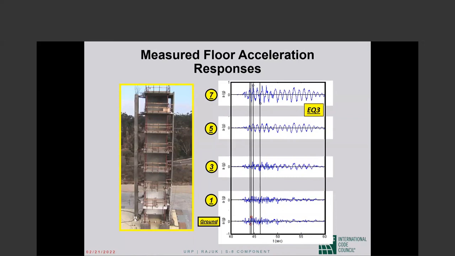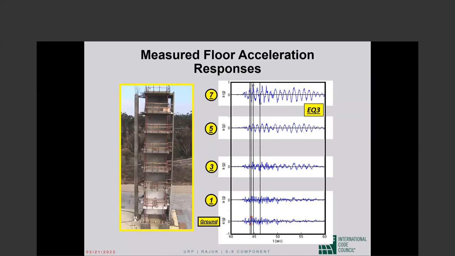Some earthquake motion was imparted to the shake table, and the accelerations of the various floors were measured. You are looking at the measured accelerations at the various floor levels. This is the acceleration of the ground or the shake table. This is acceleration of floor level 1. Floor level 2 is not in the picture. Floor level 3 acceleration, floor level 5 acceleration, floor level 7 is the top level.